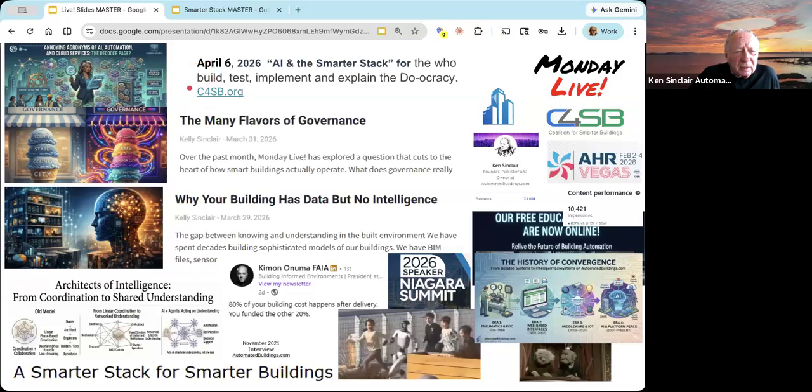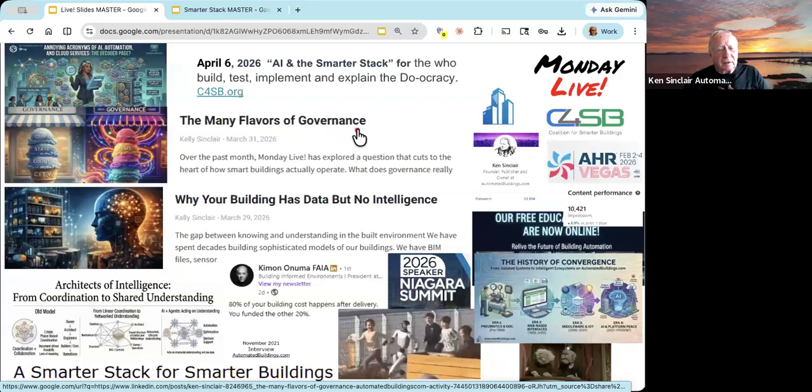The one below that, the many flavors of governance, is the summary of last month. I think that was well received. When we went into that month, we were a little bit unsure that governance was a topic for a month, and it turned out to be more than a topic for a month. Everybody is concerned about it, and a lot of good information was exchanged.